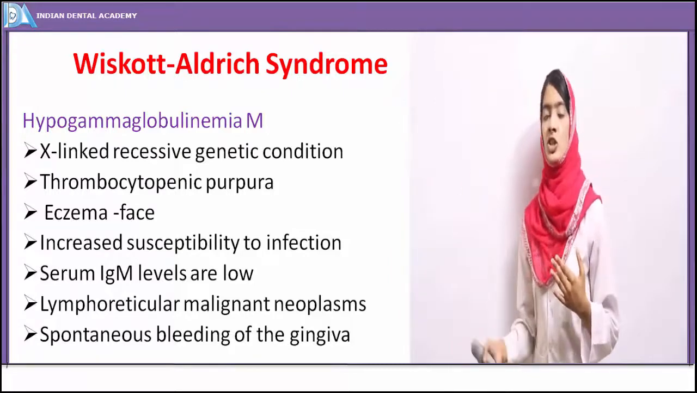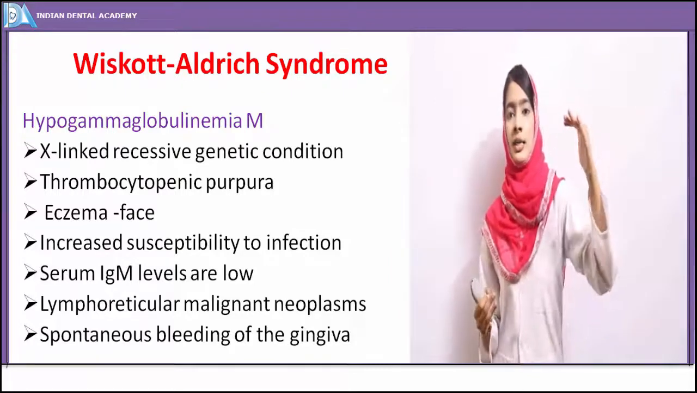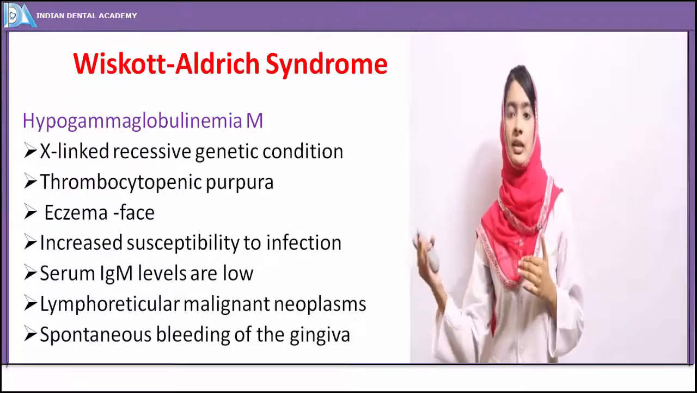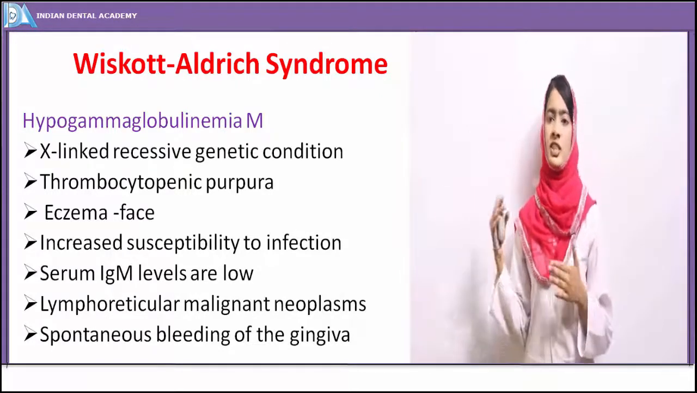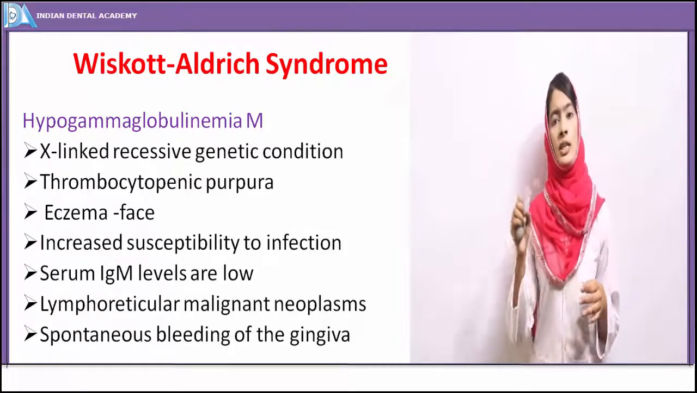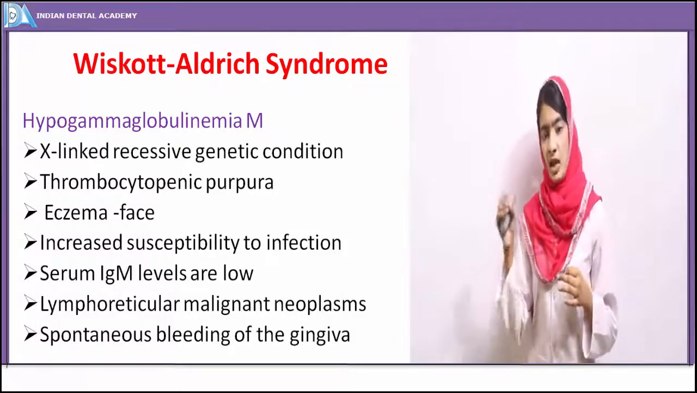deficiency. So the blood picture shows that the IgM levels are low, though the other immunoglobulins, that is IgA and all, are normal in levels. Serum IgA levels, serum IgG levels, all are normal. Only the immunoglobulin M, IgM levels are very, very low.